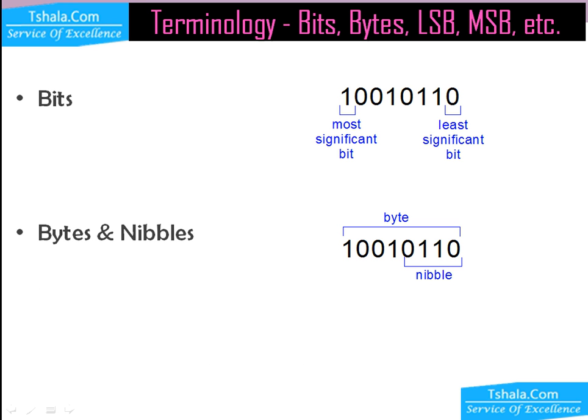In this screen here, we have bits which are grouped on the top, showing the least significant bit, which is the rightmost bit, and the leftmost bit is called the most significant bit. At the bottom, we show how bytes and nibbles are represented.